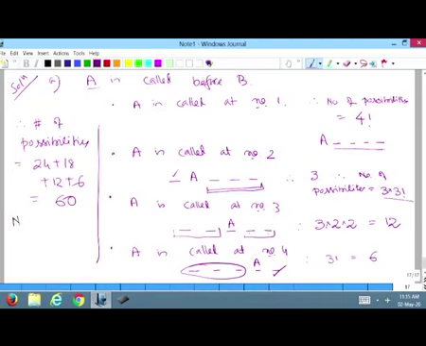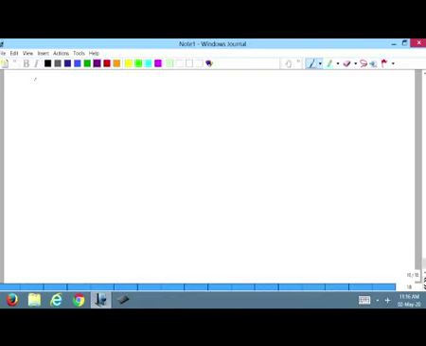60. Now, total number of permutations of 5 numbers is factorial 5 is equal to 120. Therefore, probability A is called before B is equal to 60 upon 120 is equal to half.